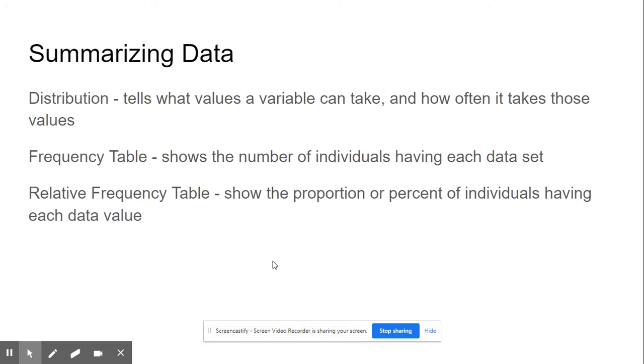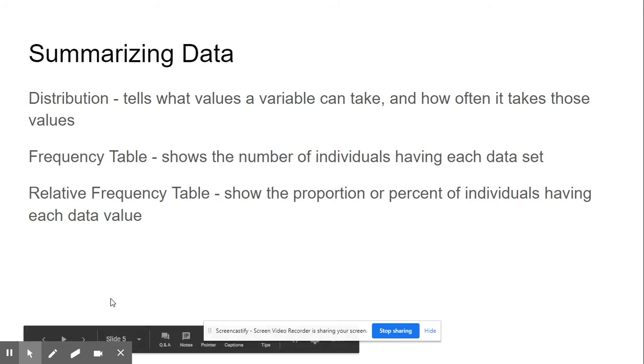When summarizing data, the distribution tells what values a variable can take and how often it takes those values. A frequency table shows the number of individuals having each data value. And the relative frequency table shows the proportion or percent of individuals having each data value.